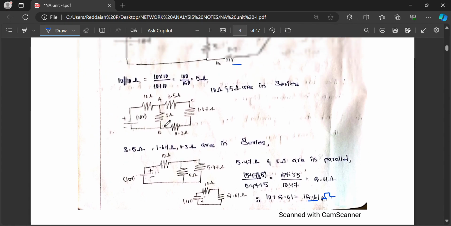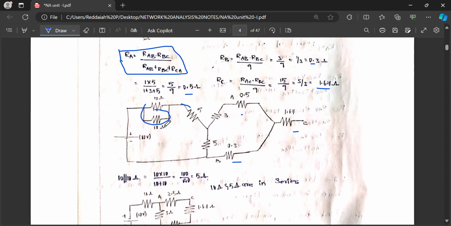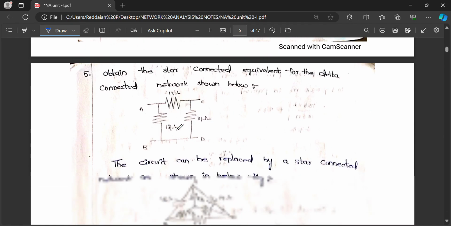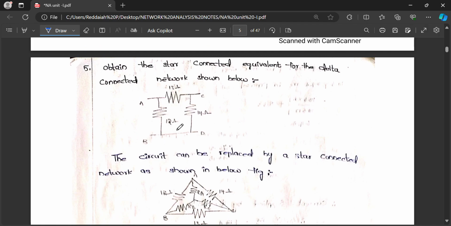The next topic is how to convert a star network into a delta network. If you know this, you can use network reduction techniques. The total chapter we cannot cover in one video. It is very difficult, but you can see.